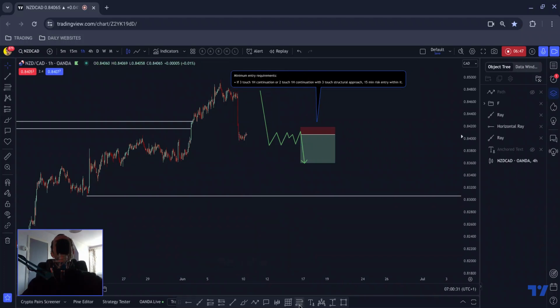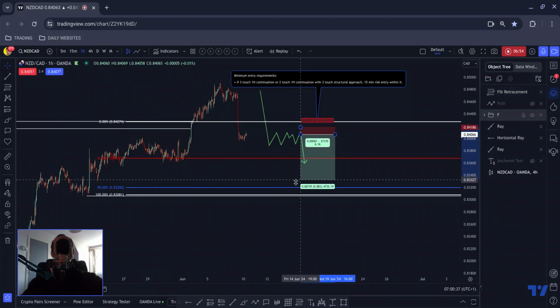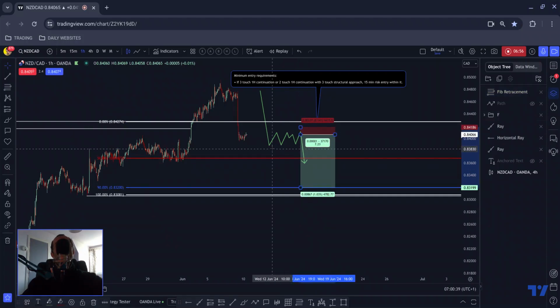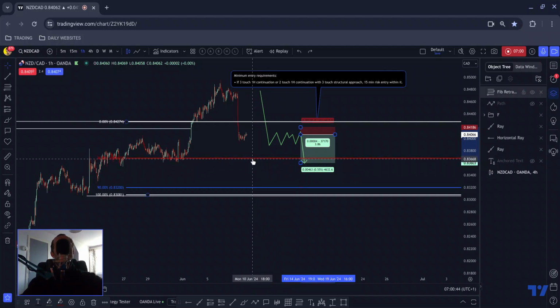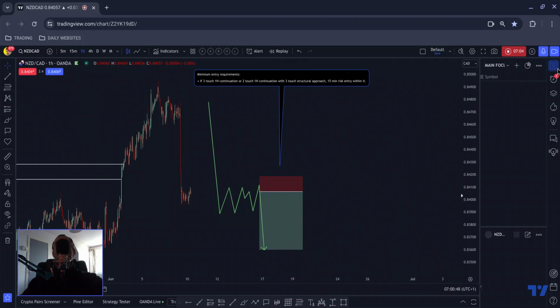And what I would do is I would use the mechanical management tool, measure from range to range, and then I would set a take profit at the 90% area, and I would simultaneously trail my stop loss. So that is Kiwi CAD, looking very nice. Let's move on to the other pair.